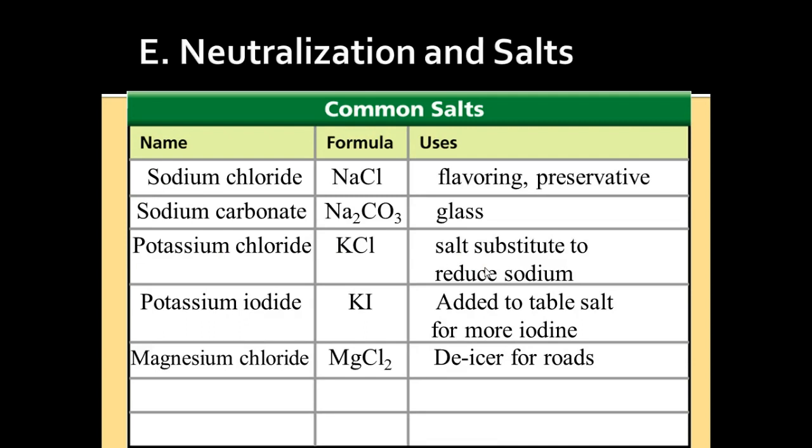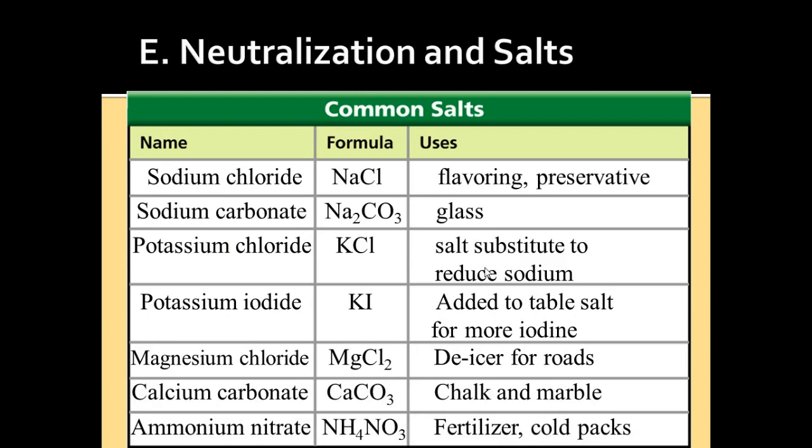Magnesium chloride is the salt that's used for roads, so now you know what that salt is. And calcium carbonate is used for chalk and marble. Then we have ammonium nitrate, which is used as fertilizers and cold packs. And notice how all these salts are ionic bonded, because they have a metal and a non-metal, and so these are all ionic and neutral.